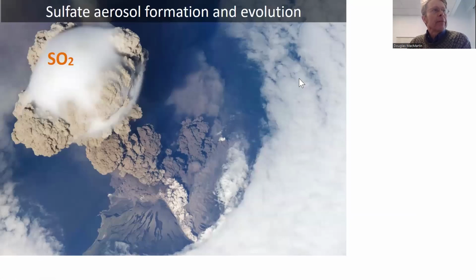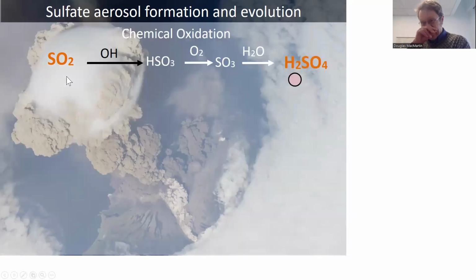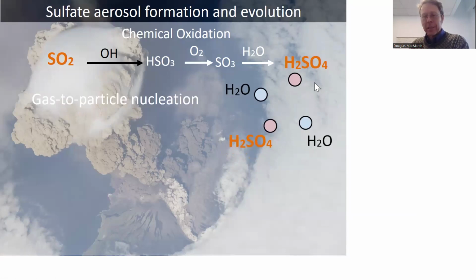So, a little tiny bit of physics here. I'll skip over this fairly quickly. I think this is a satellite view of, if I remember right, the Sarychev eruption, which releases sulfur dioxide gas into the stratosphere. That oxidizes into H2SO4, which some of you might recognize from chemistry as sulfuric acid. That's the same thing as a sulfate aerosol, basically.